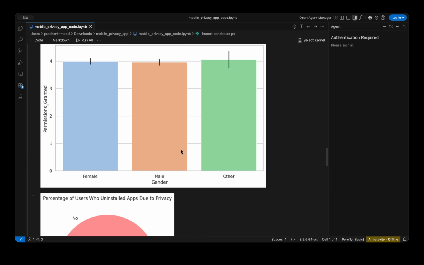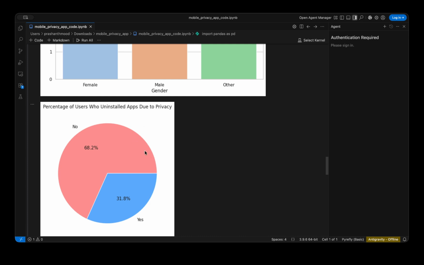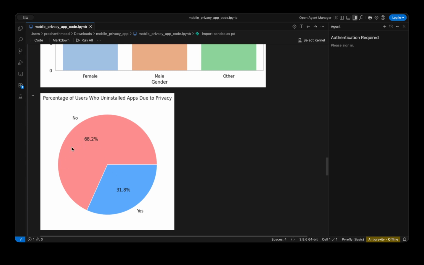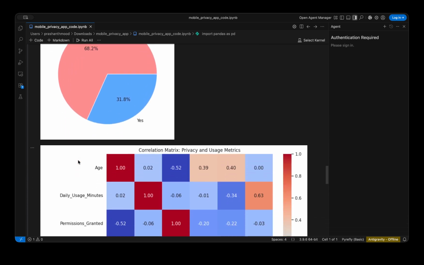Now, the most striking chart, the uninstalled pie chart. 31.8% of users, nearly 1 in 3, have uninstalled an app specifically because of privacy concerns. That's the most significant number. It tells us that privacy isn't just an abstract worry for users, it's actually changing real behavior. The remaining 68% did not uninstall, which means most users tolerate privacy risks either out of convenience or lack of awareness. Who actually reads privacy policies?